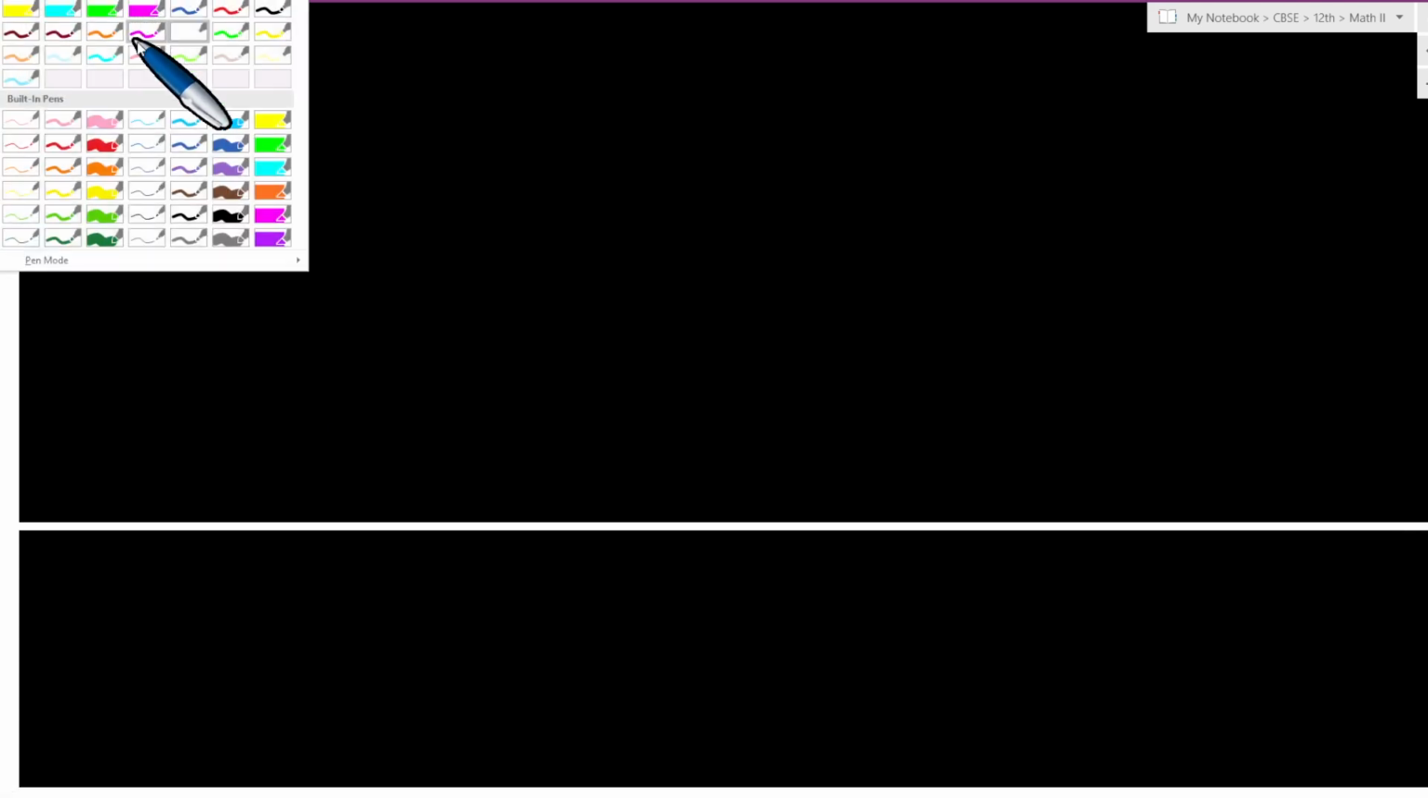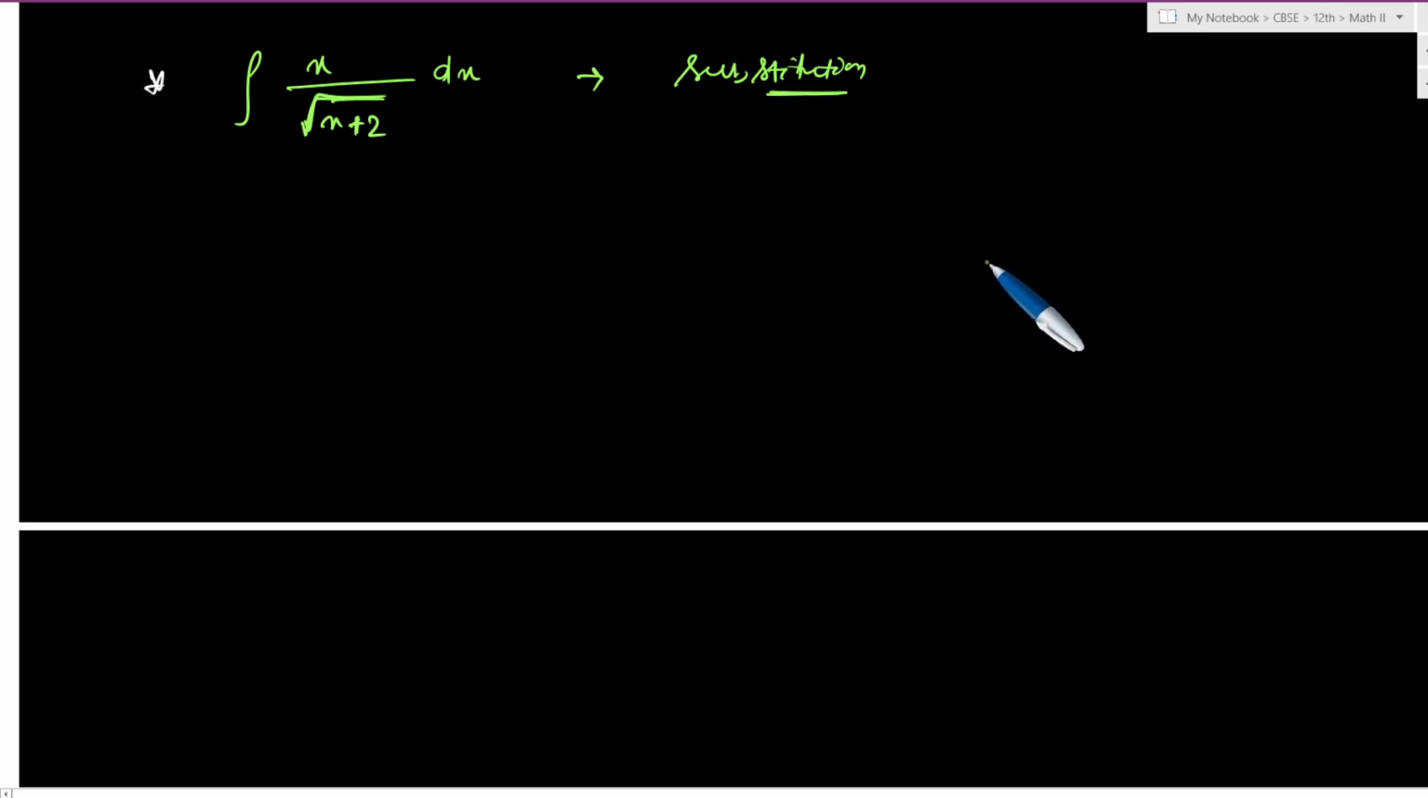Let's solve another question. Integration of x by root over x plus 2 dx. And this question we will solve using the substitution method. How? This question will be solved using the substitution method. Okay, let's solve.